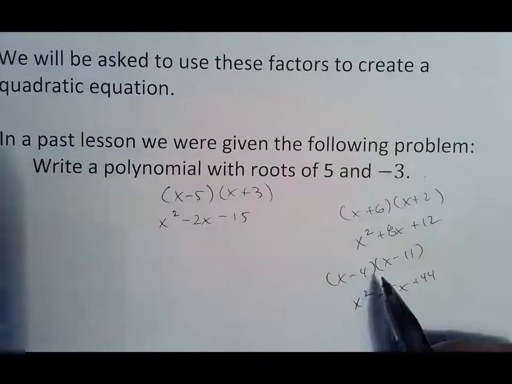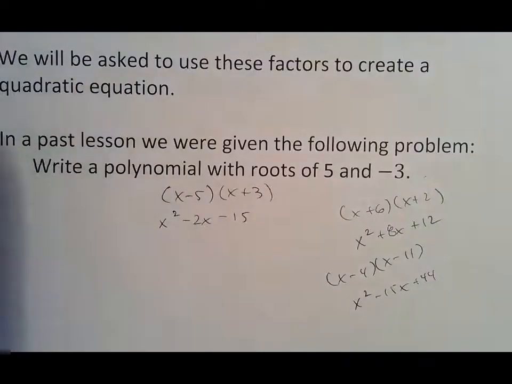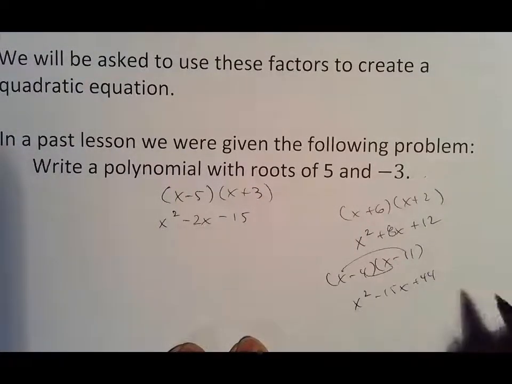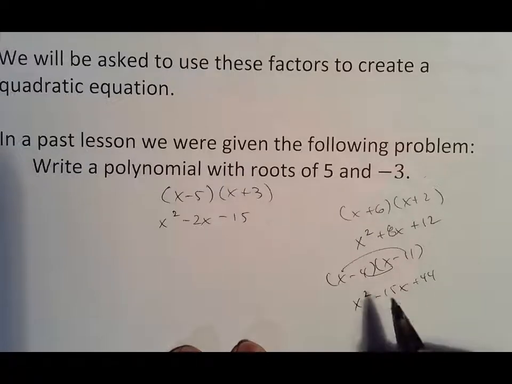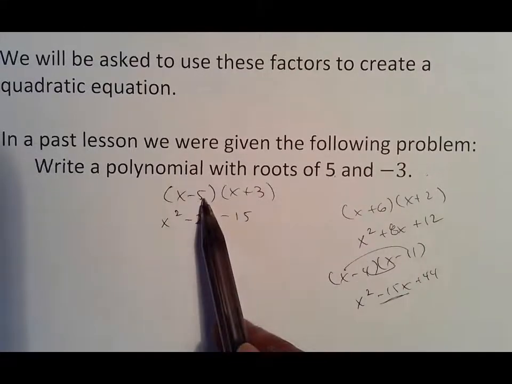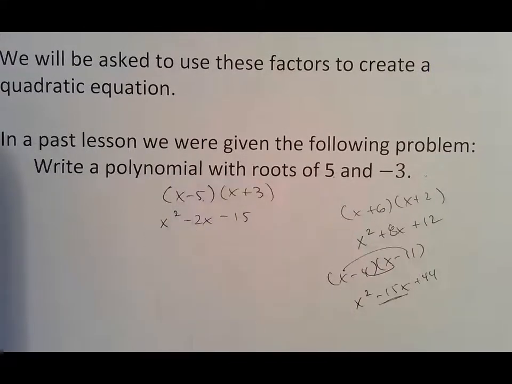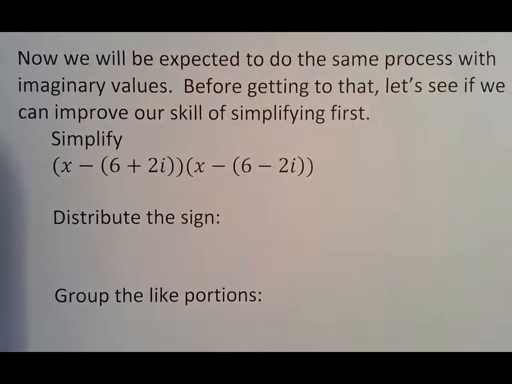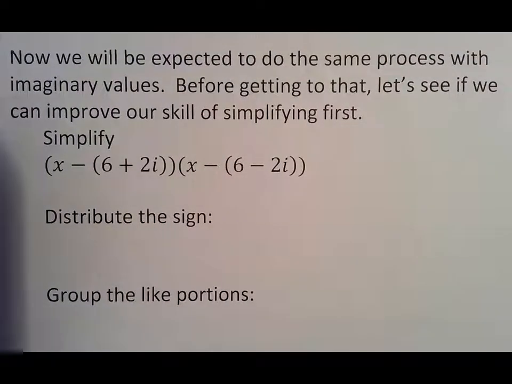So again, as long as it's a regular x, there is not a shortcut, but you end up with this being negative 11x, that being negative 4x anyway. But using common sense, you can get that middle term faster. But anyway, we learned how to do that by taking this, switching it, taking this, and switching it, and multiplying it out. Now what we're going to be asked to do is the same process with imaginary values. So before we get to that, let's make sure we improve our skills simplifying first.